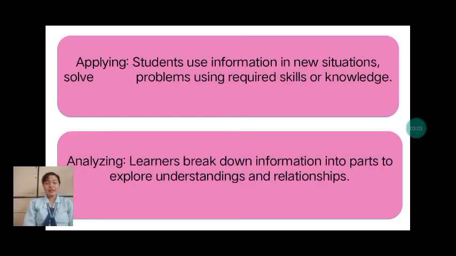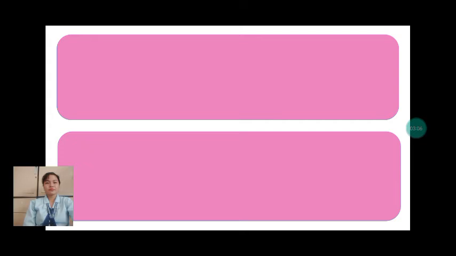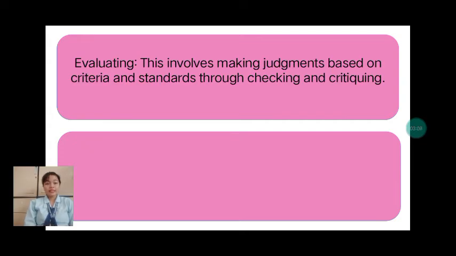So next is evaluating. Evaluating involves making judgments based on criteria and standards, through checking and critiquing. At this level, learners make judgments or assessments based on the criteria and standards, and this level involves critiquing, defending, justifying, or appraising information, arguments, or products using evidence and reasoning.